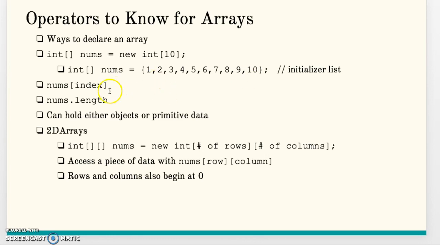If I wanted to access a value in the array, I use bracket notation. If I wanted to get the length of the array, I use .length. Remember, arrays can hold objects or primitive data.